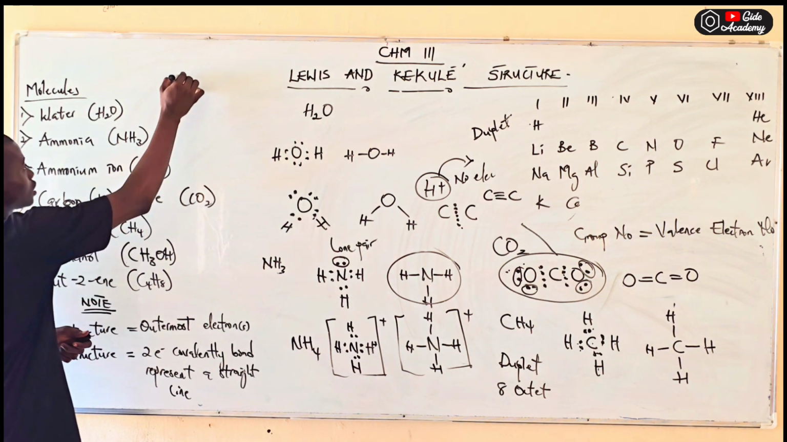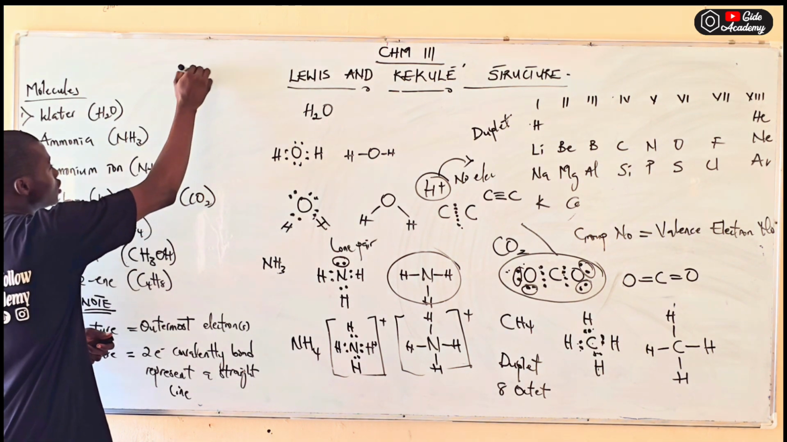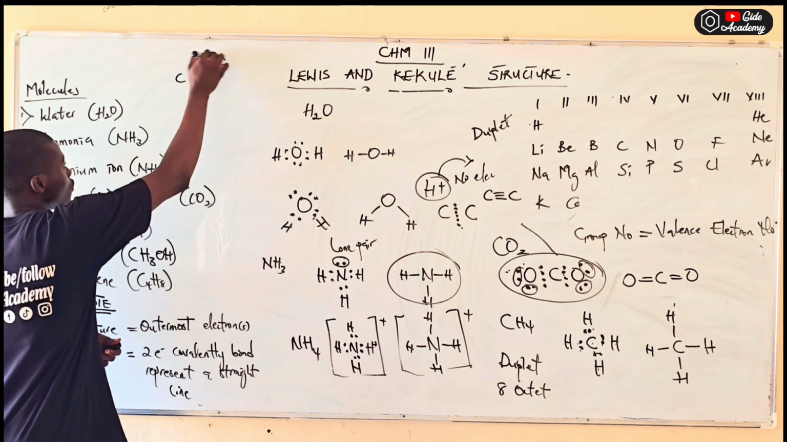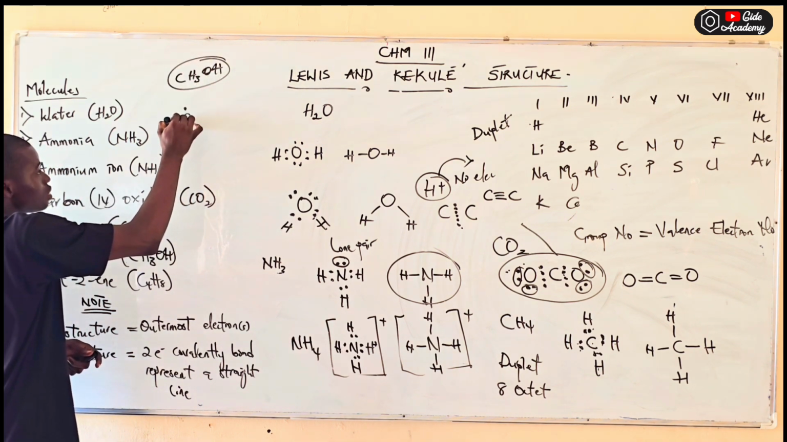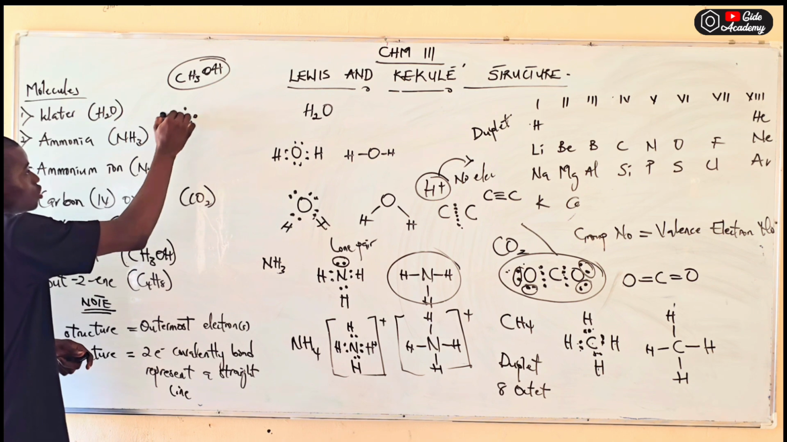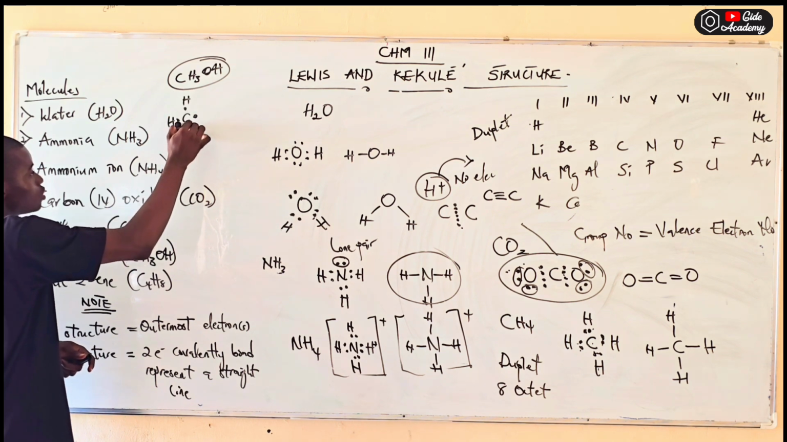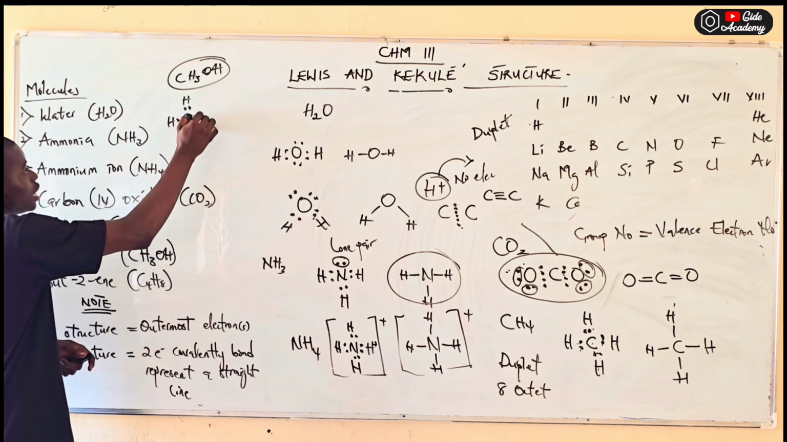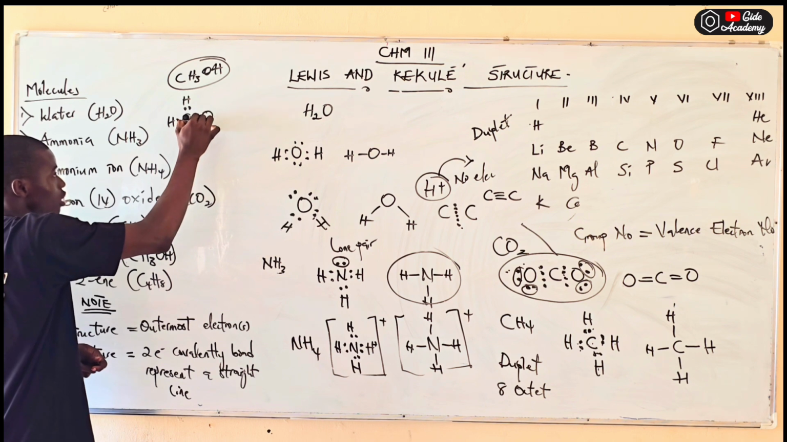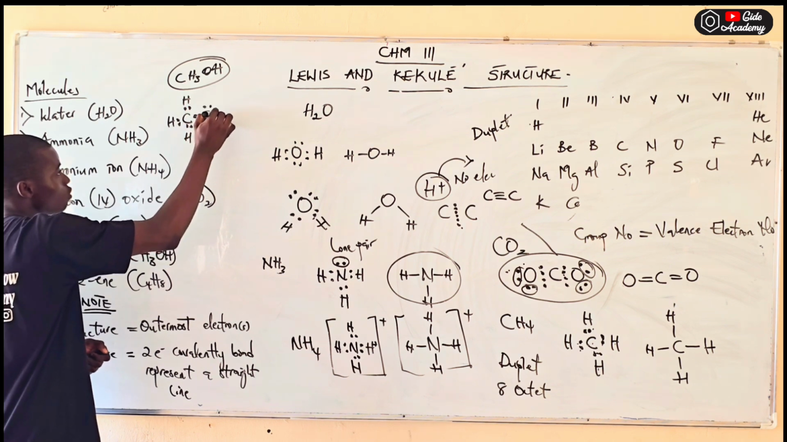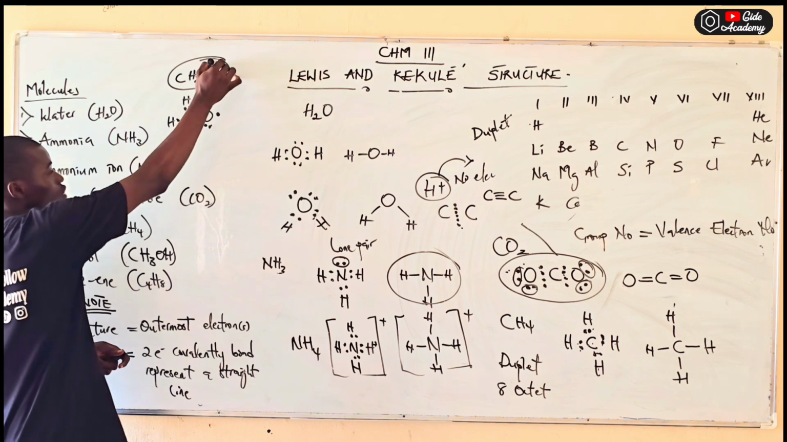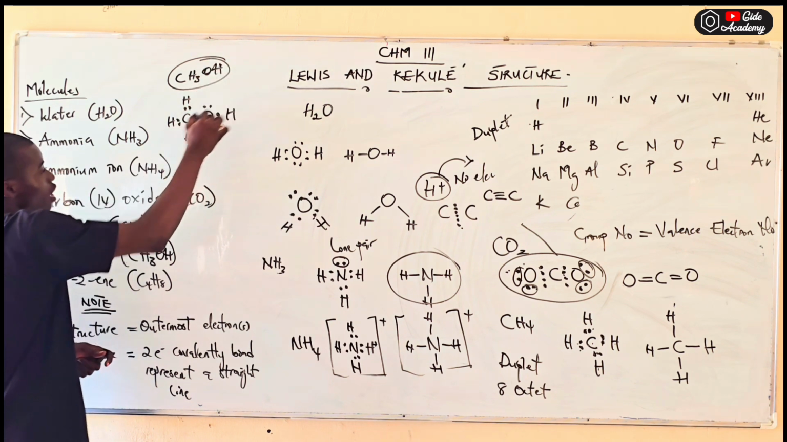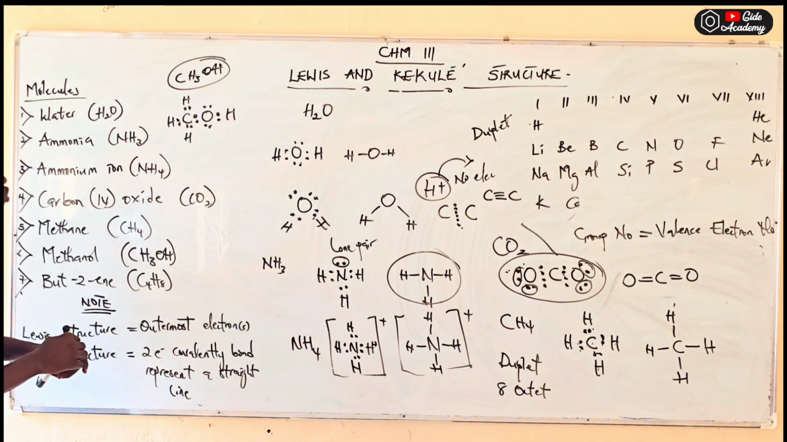Then the next one I have here is methanol. The formula for methanol is CH3OH. So if you have this as the formula, that means you have a carbon atom bonded to 1 hydrogen, 1 hydrogen, 1 hydrogen. Then here we have an oxygen atom: 1, 2, 3, 4, 5 plus this one, 6. This oxygen atom is not stable. You need another hydrogen to be stable. So you have something like this, and this is a stable structure.